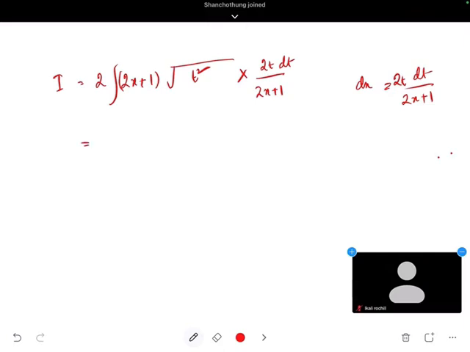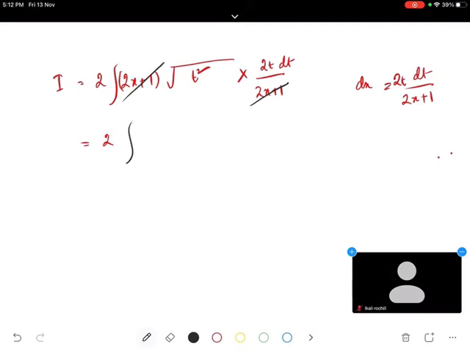So here we have 2. Now if I look carefully, this 2x plus 1 goes away. So what we have is integration of t, and here we have 2t dt. So this 2 taken out, we have 4 integration of t square dt. And integration of t square is what? t cube by 3. So it will be t cube by 3 plus c.